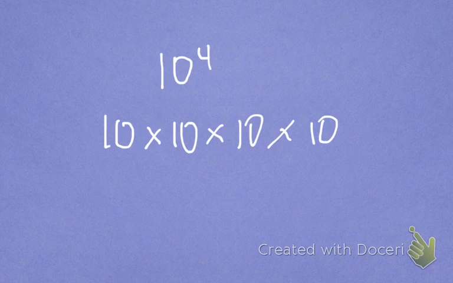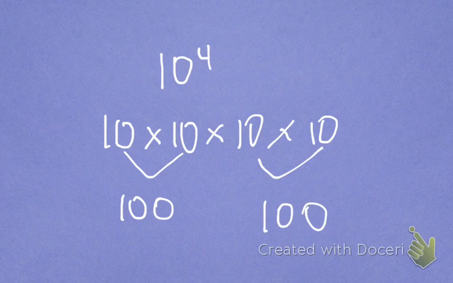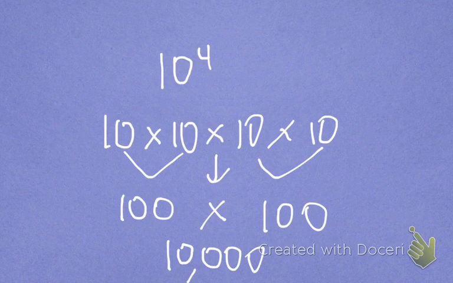If we multiply 10 times 10, it equals 100. If I multiply this 10 times 10, once again that would be 100. Then I would multiply the two 100s together, and the answer I would get is 10,000. Now, what we were discussing in class is that we could see a pattern developing here.